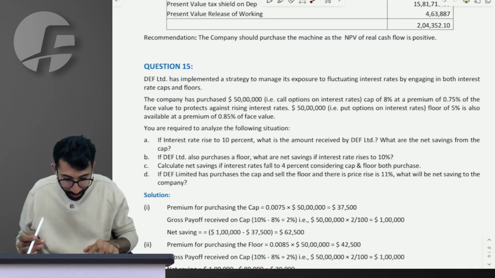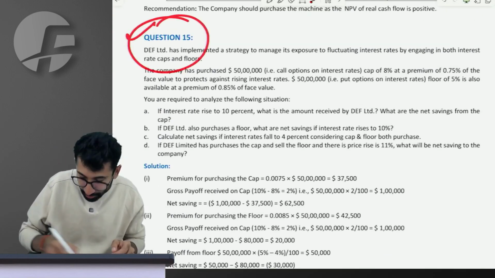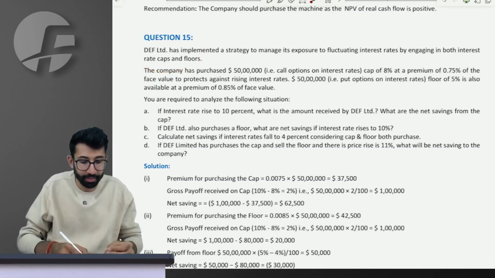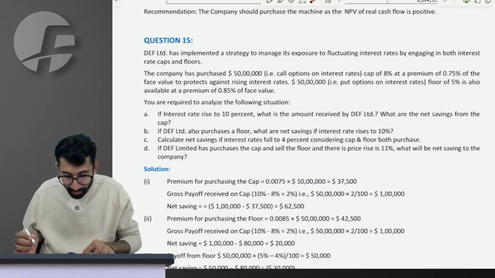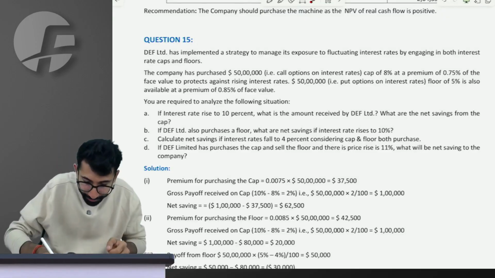So, the 14th question gets done. The 15th is an extremely easy question. It is so easy that we are not discussing it in the class. The 15th is extremely easy, right? So let me solve 1 or 2 parts of it. You will get what it is.